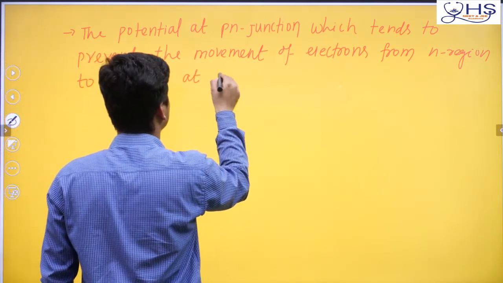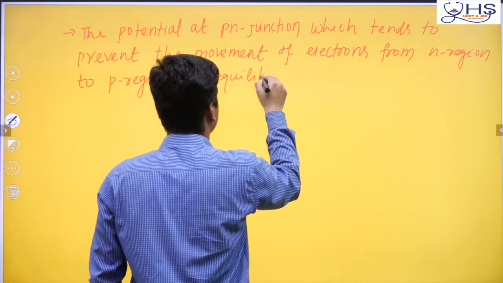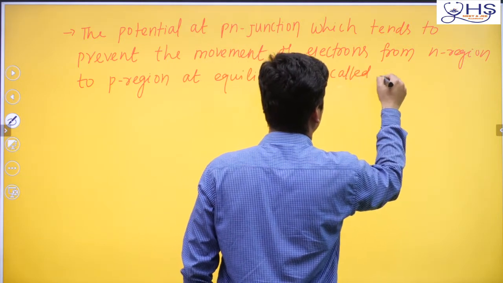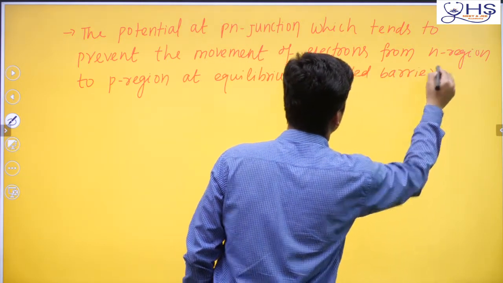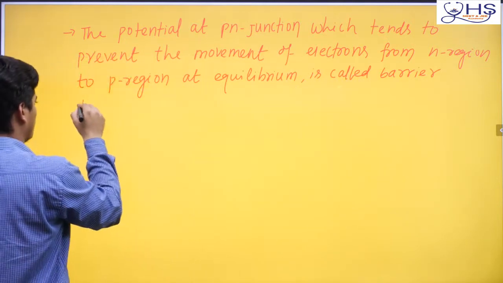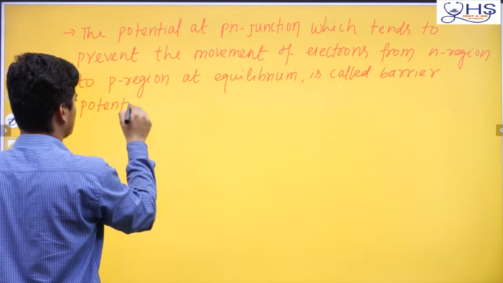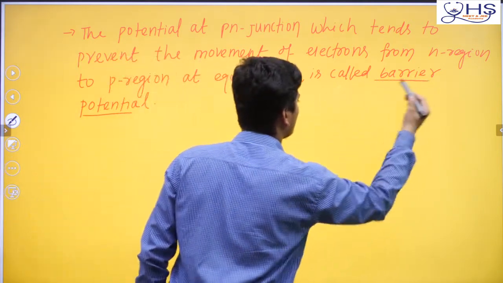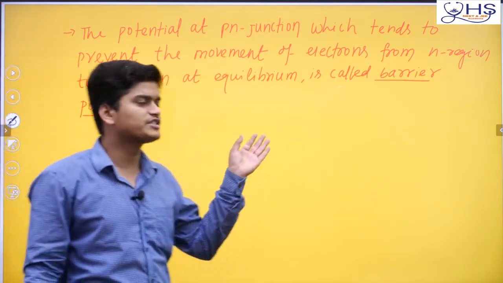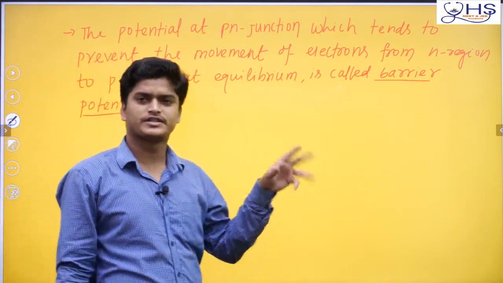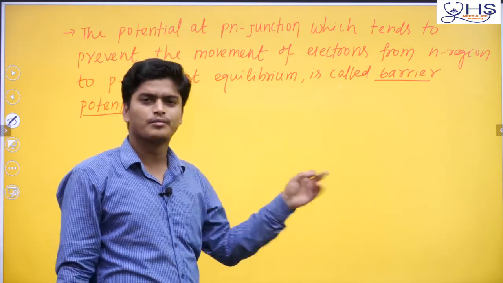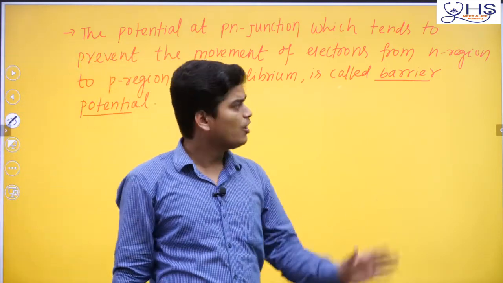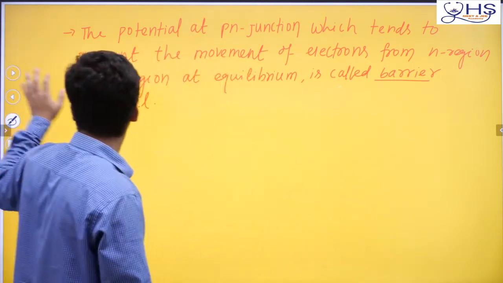okay, at equilibrium is called barrier potential. So barrier means, you know, barrier means what? Barrier means something stopping. So barrier potential, and its value will be some value will be here. So 0.7 volt for your silicon material and 0.3 volt for your what, that is a germanium material. So that type of things you can write here also, or you can keep up to this one. So these two lines must be there.